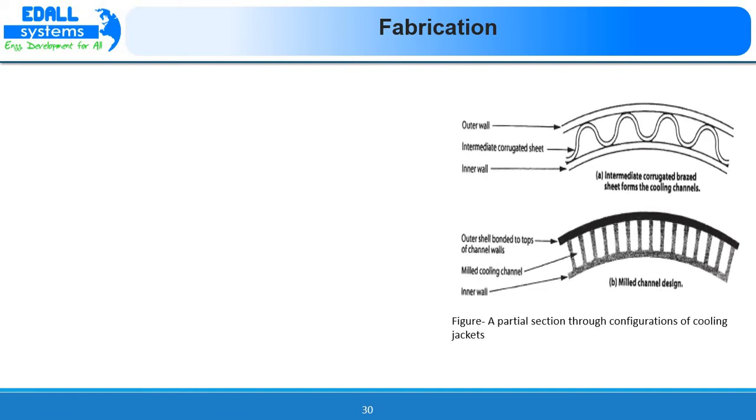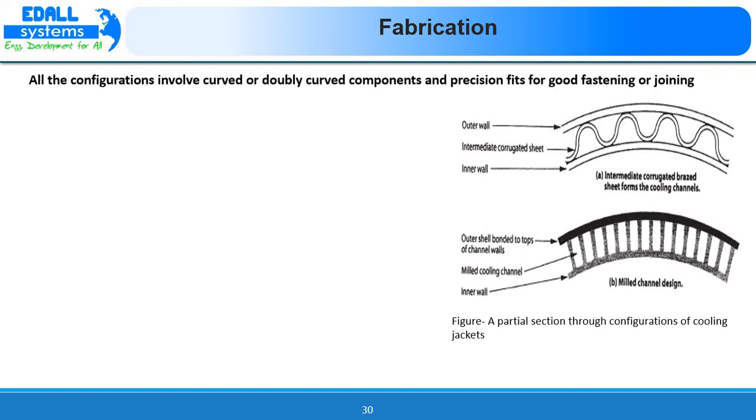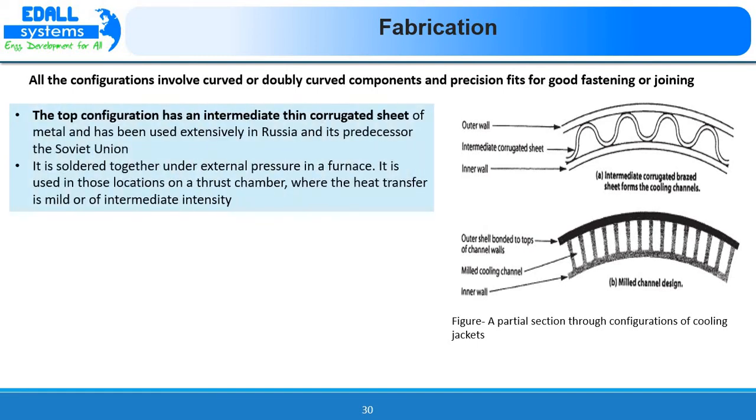Here in the figure we can see partial sections through configurations of the cooling jackets which we discussed earlier. The first one is an intermediate corrugated brazed sheet forming the cooling channels, and then the milled channel design. All the configurations involve curved or doubly curved components and precision fits for good fastening or joining. The top configuration has an intermediate thin corrugated sheet of metal and has been used extensively in Russia and its predecessor, the Soviet Union. It is soldered together under external pressure in a furnace. It is used in those locations on a thrust chamber where the heat transfer is mild or of intermediate intensity.